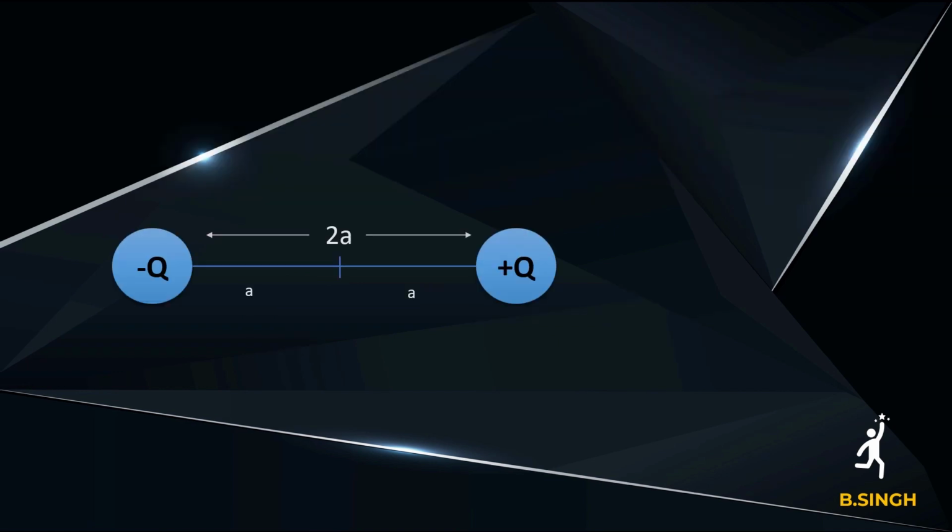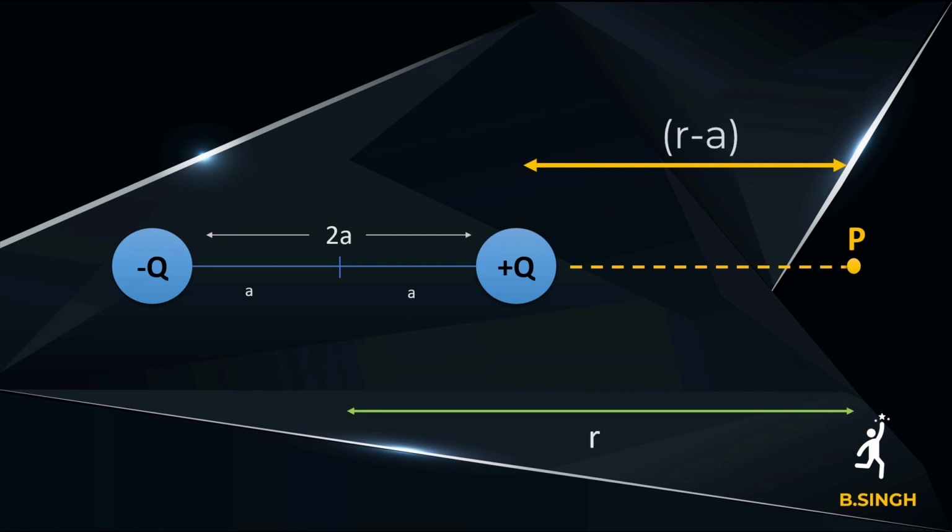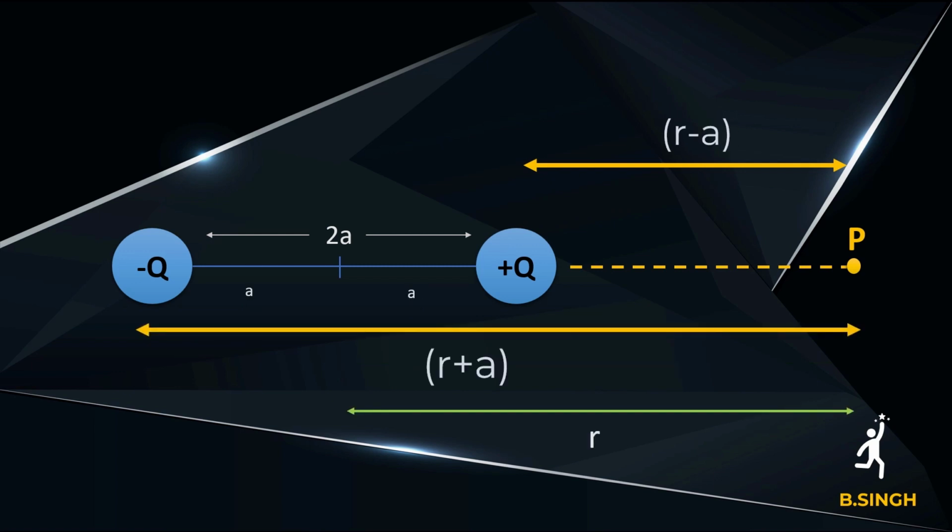Axial point is a point along the line joining the two charges. Let's define a point P on the axial point of the electric dipole. This point is at a distance of r from the center of the electric dipole. Hence, the distance from the positive charge will be r minus a, and that from the negative charge can be calculated as r plus a.